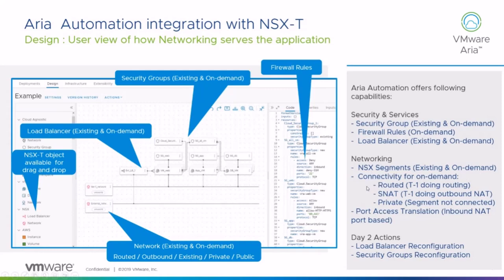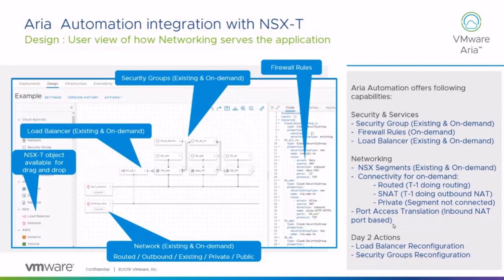And connectivity here for on-demand supports the routed. So we create T1, we create the segment, we attach the segment to the T1, and we advertise the routed traffic. And the source NATing, which is T1 doing the outbound NATing for us. And then the private, the segment just is not connected to anything.